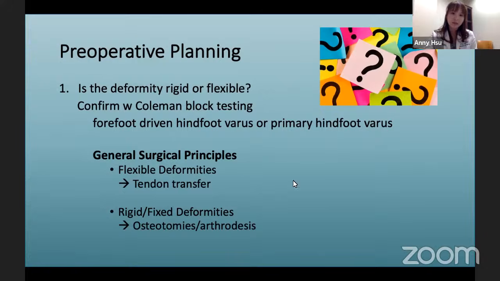First, I spend a while talking about the Coleman block test, because this truly delineates your pathway of how much bony work versus soft tissue work you really should do. Not just in foot and ankle, but in general, when you have a flexible deformity, you can focus more on your tendon transfer, whereas with a very rigid and fixed deformity, you want to be a little bit more aggressive to have a more powerful osteotomy correction or an arthrodesis correction.